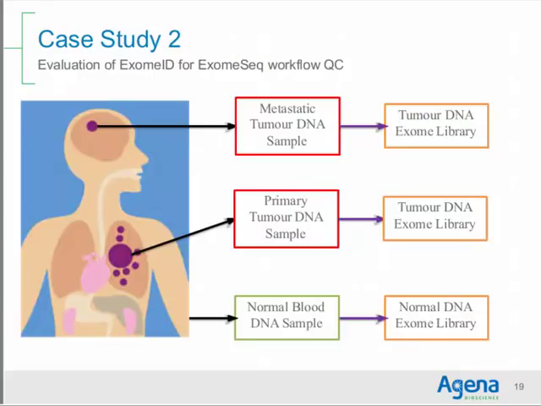In case study number 2, we're using our Exome ID panel for exome sequencing workflow QC. In this particular case study, we had 20 patients and, all up, 88 samples. We had a germline blood DNA sample from each patient, a primary tumour DNA sample from each patient, and various different metastatic tumour DNA samples. All of these had also been converted into exome libraries.